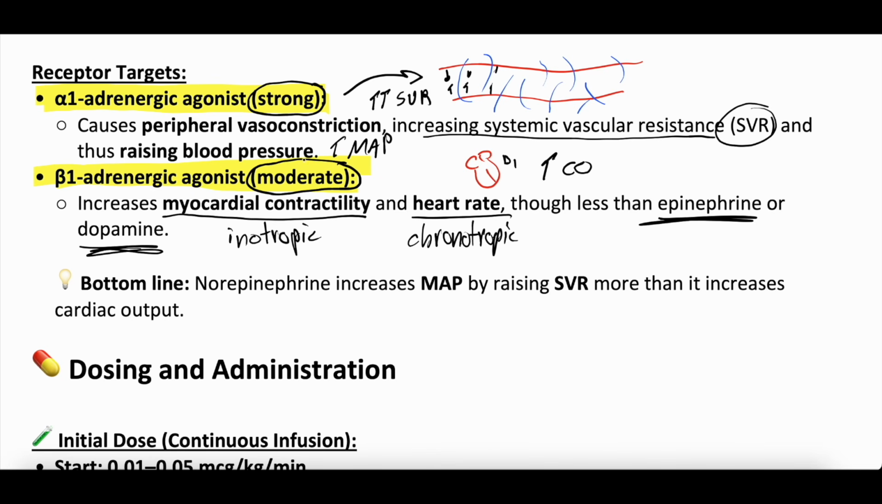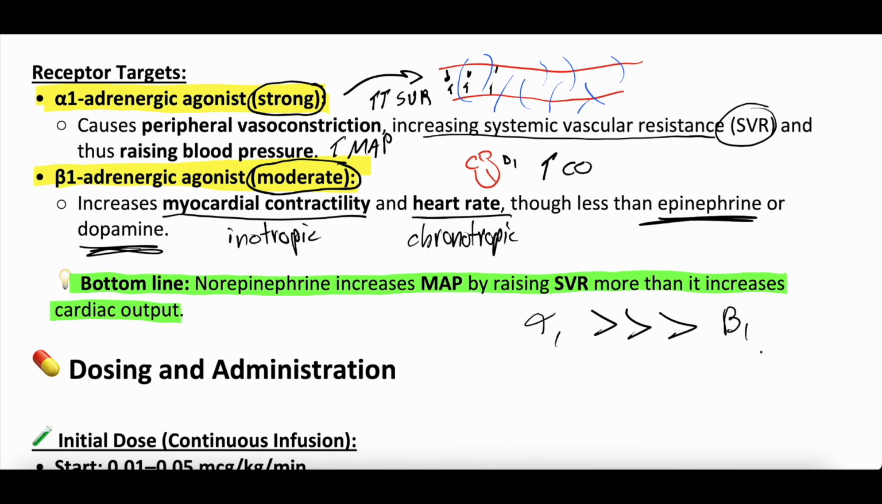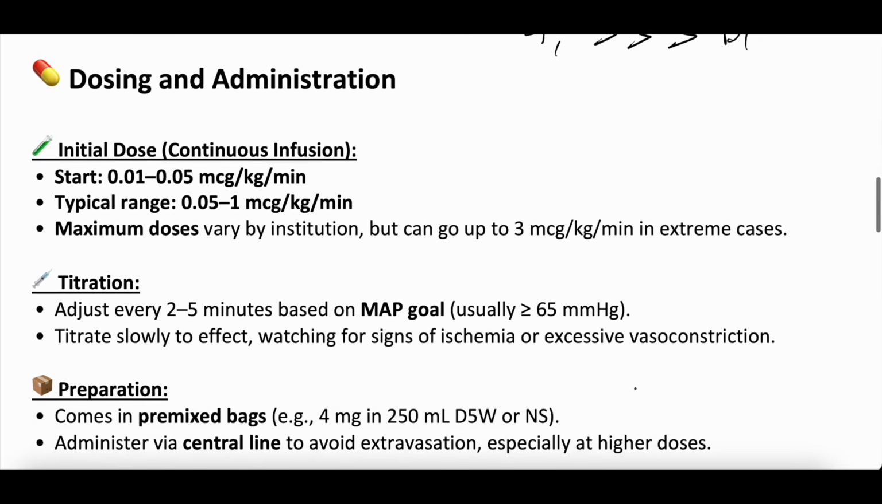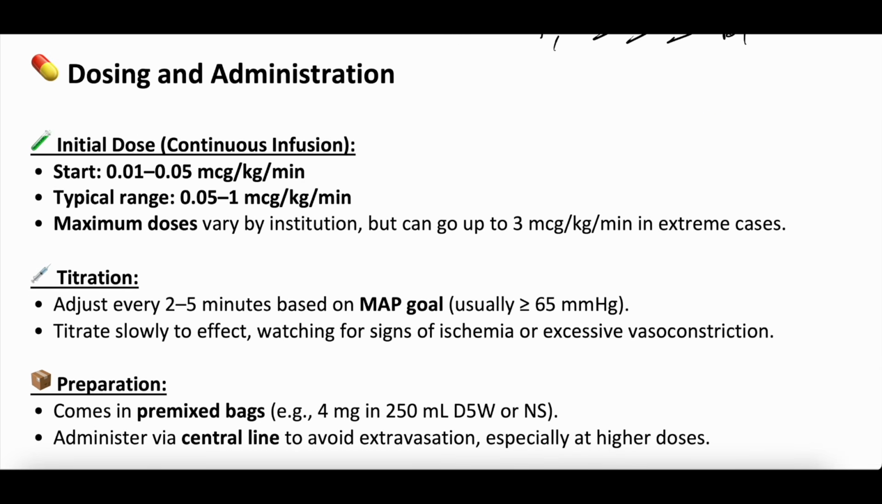Okay? So the bottom line here is norepinephrine increases the mean arterial pressure by raising the systemic vascular resistance more than it increases the cardiac output by increasing myocardial contractility. So alpha-1 effects are much more than beta-1 effects, but it does have some of each. How do we dose it? How do we administer it? Well, norepinephrine is administered as a continuous infusion. All right, so it's continuously going through an IV line.